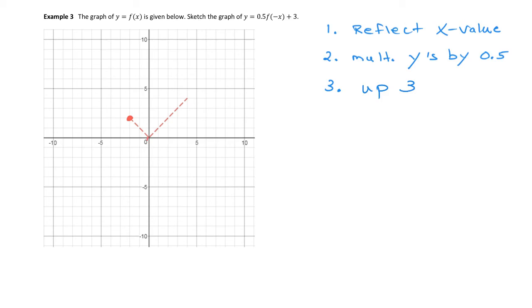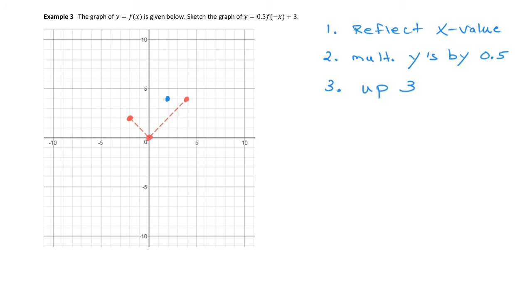Again, using these 3 points, you can use any points you like. I just think those are the 3 most obvious ones. Let's run through it. Starting here, I'm going to reflect the x value. So it's currently at -2, so therefore it goes to +2. I then multiply the y value by 0.5, or divide by 2. It's at 2, so it drops down to 1. And lastly, I go up 3 places. 1, 2, 3. This point ends up at 2, 4.